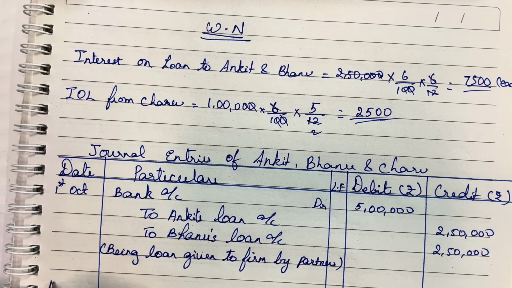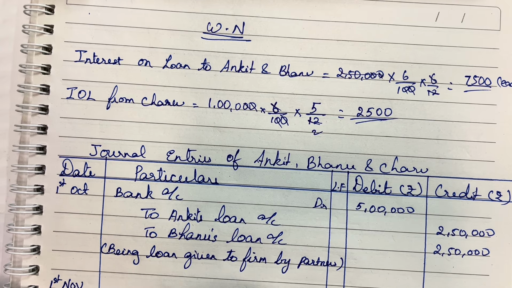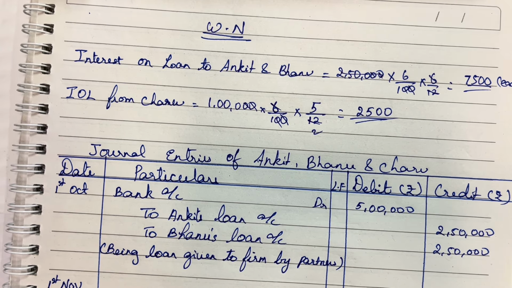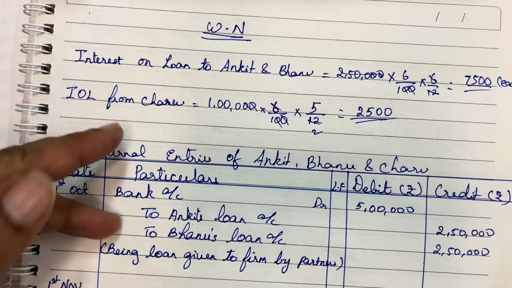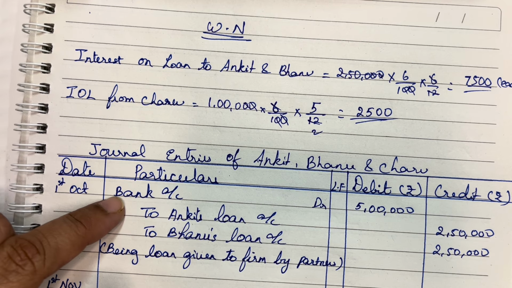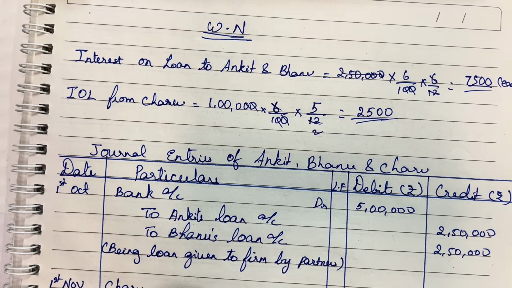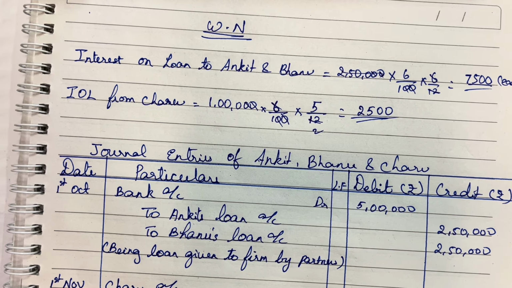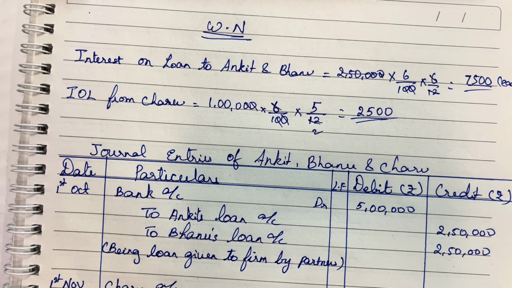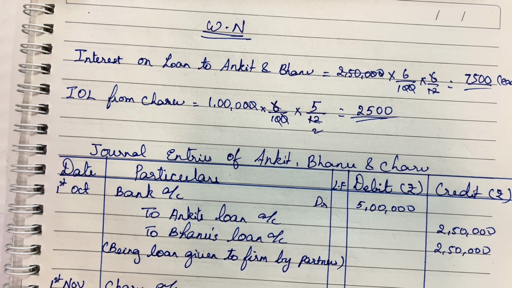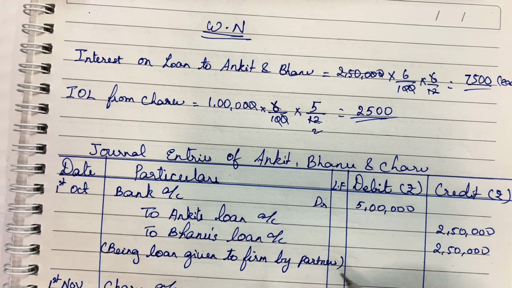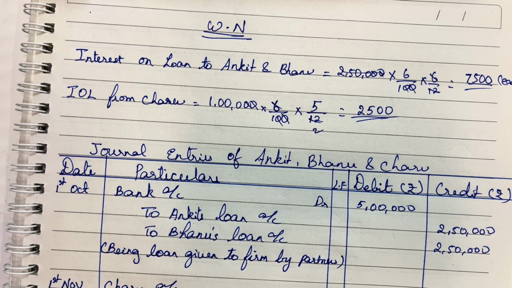Next, on 1st November, Charu has taken a loan from the firm. Okay, so it would be the exact opposite of this. It would be Charu has taken a loan, so we'll write Charu account debit to bank account as the money is going away from the bank. Okay, so how much? Charu has taken a loan of rupees 1 lakh.